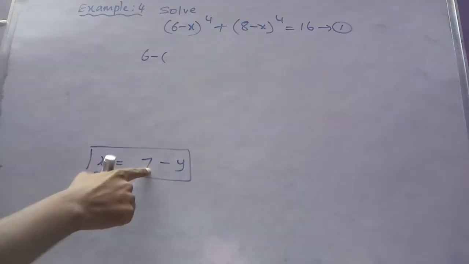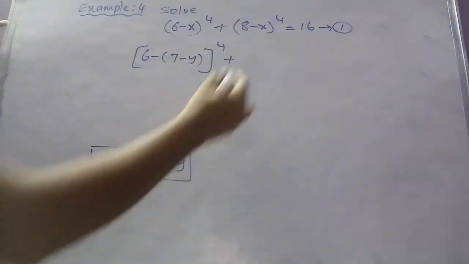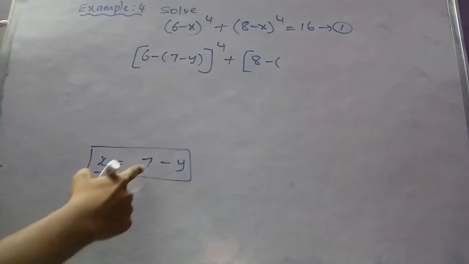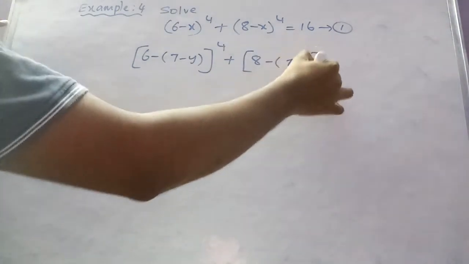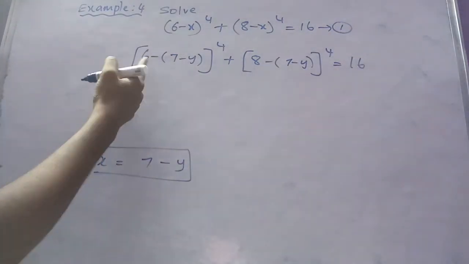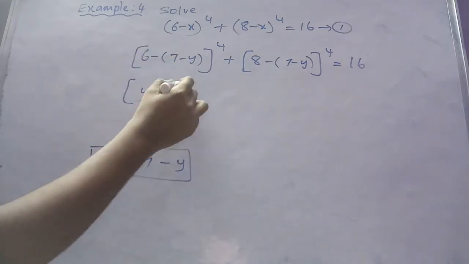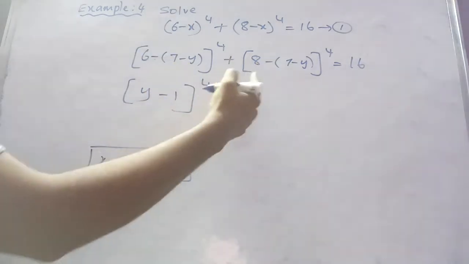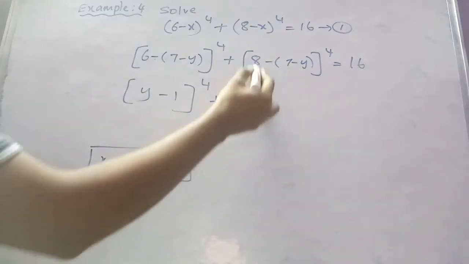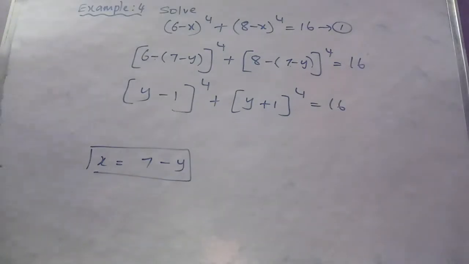(6 − (7 − y))⁴ + (8 − (7 − y))⁴ = 16. So expand this inside: you will get (6 − 7 + y), which is (y − 1)⁴, plus (8 − 7 + y), which is (y + 1)⁴. So let us use binomial expansions.